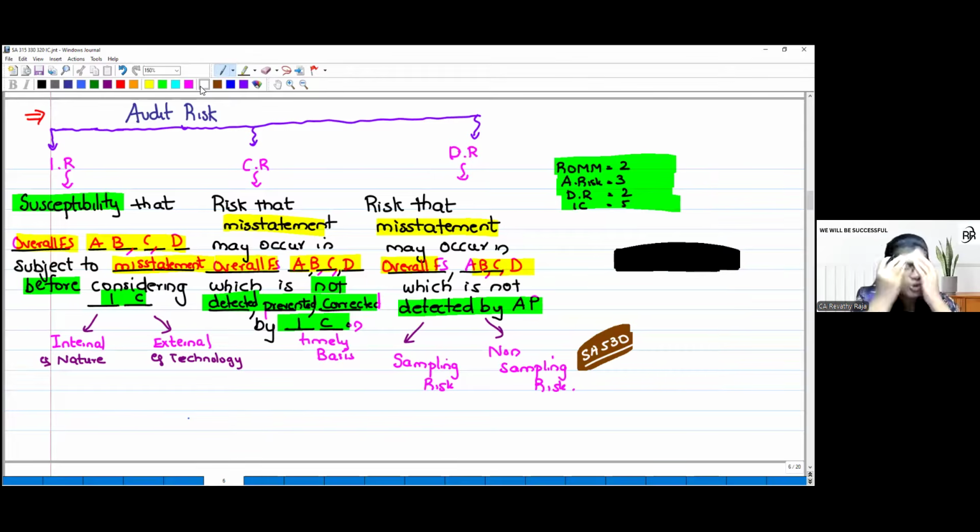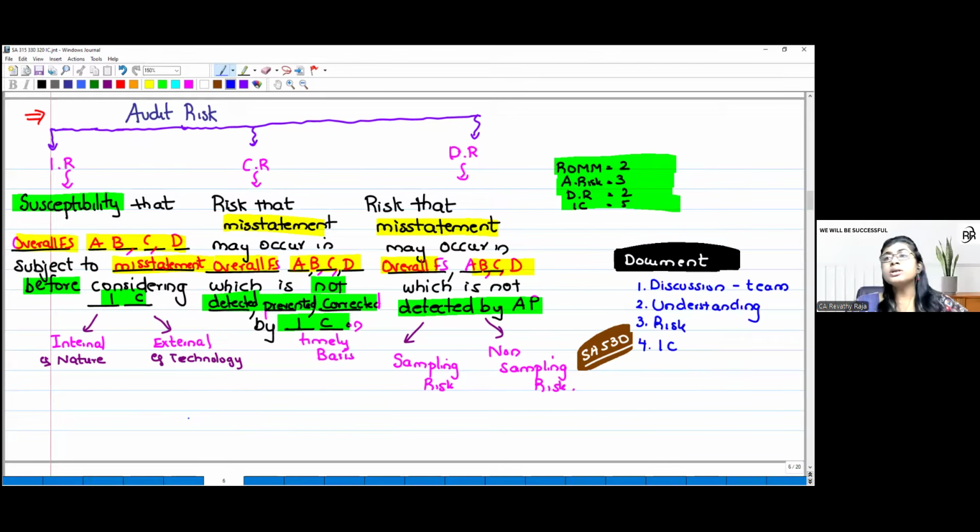You have to document. What will you document? Whenever there is a risk assessment, first you will document the discussion within the team. Can someone reply? Discussion with management happens in the completion and performing stage. This is only the initial stage of audit. So here you will discuss with the engagement team. Discussion with management is later on. Next is understanding of the entity, environment, risk, mainly about internal controls.